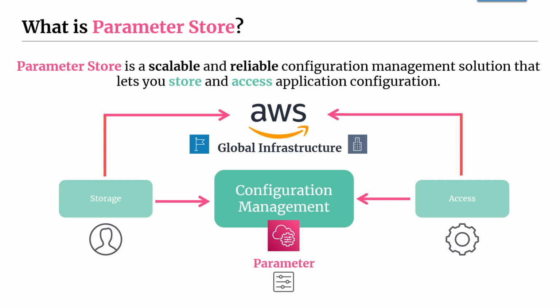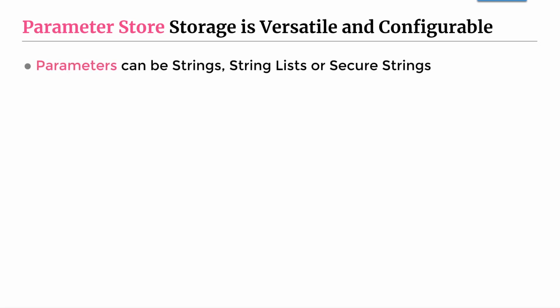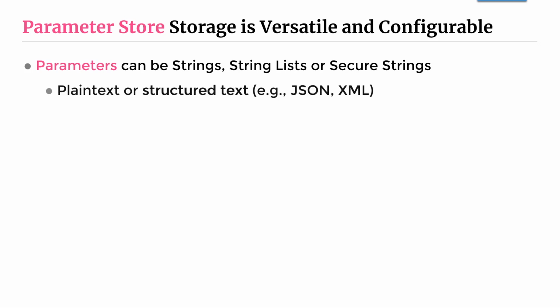Let's go a little bit deeper now into that storage layer and talk about how you use it and how Parameter Store keeps track of your values. The message that I wanted to give with this slide here is that Parameter Store is a versatile and configurable configuration management solution. And you have multiple different options in terms of how you store your data. So some simple concepts first. Parameters have three different types. They can be strings, string lists, or secure strings. And when you're creating your parameter, you can do so in either plain text or you can use structured text, so things like JSON or XML.